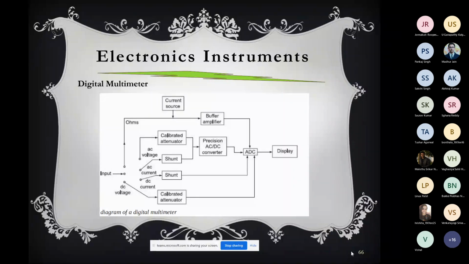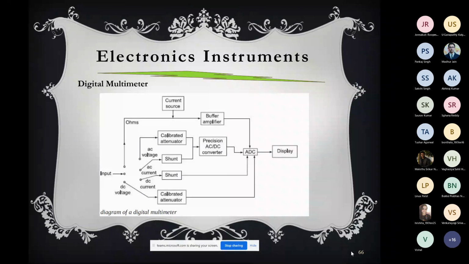Similarly, for DC current also a shunt will be there, because not all the current will pass through it. A small amount of current will pass through it, so the rest of the current will not pass through it. So for that a shunt is required, and the shunt is built inside with the range. After the shunt, again it goes to the A to D, ADC, analog to digital converter. Then again for AC current there will be a shunt, and for AC voltage there is a calibrated attenuator.